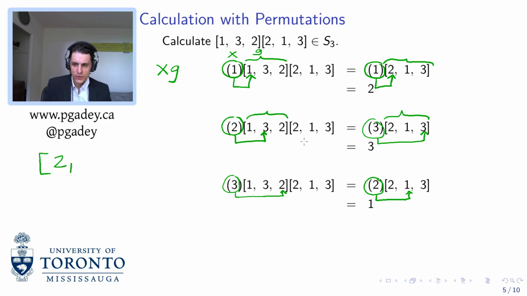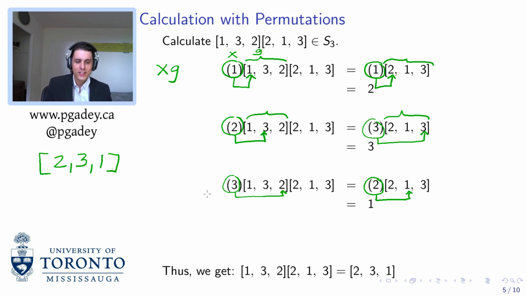2 gets sent to 3. And 3 gets sent to 1. Okay, so there's our sort of table of values presentation of this permutation. So we get that the product of these is the permutation 2, 3, 1. This calculation's a little bit tricky, and I encourage you to go back and rewatch it if you're struggling to understand this concept.